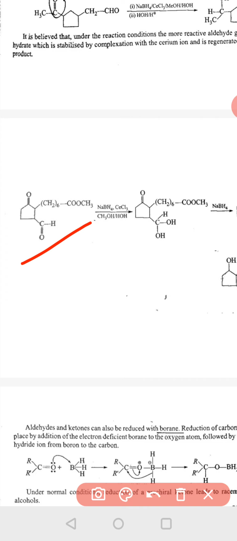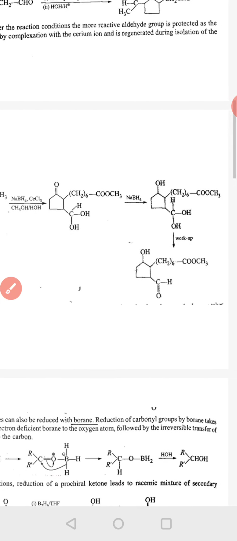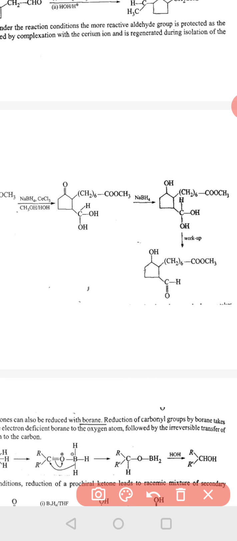This compound is first hydrated. In this compound, the aldehydic group is first protected by hydration. This is the hydration. This hydrated product is stabilized by complexation with cerium ion. Once this aldehydic group gets protected, it is then reduced with sodium borohydride, and since this CHO group is protected, it does not undergo reduction.